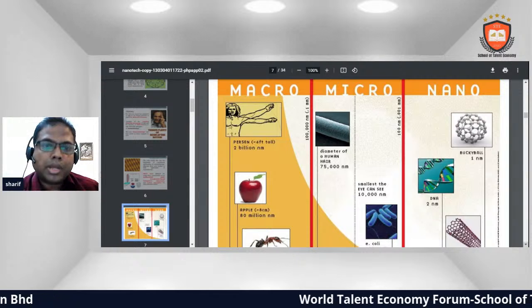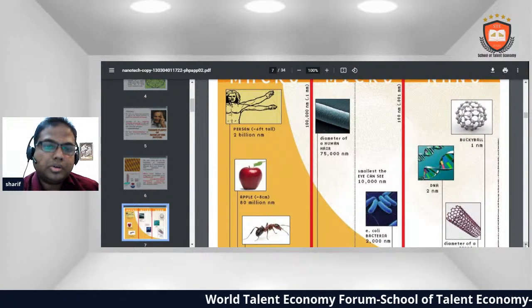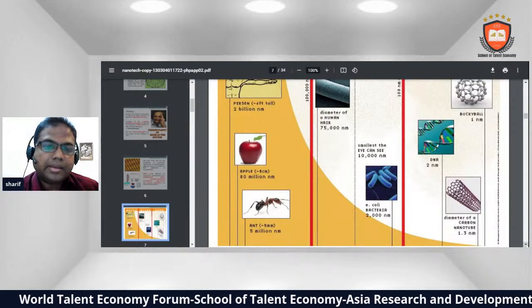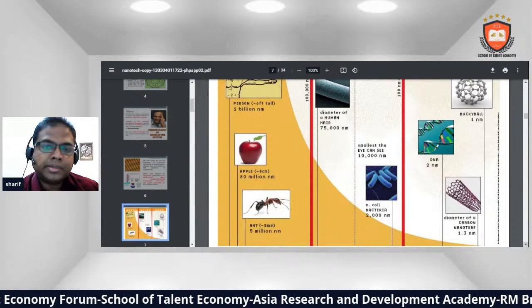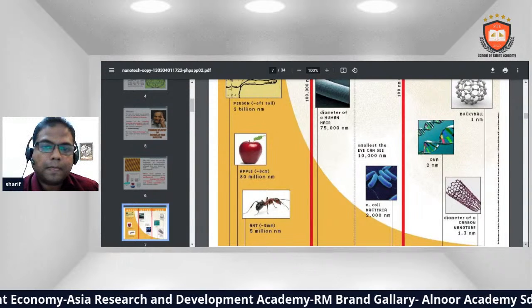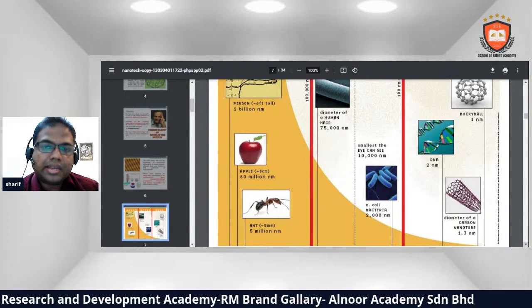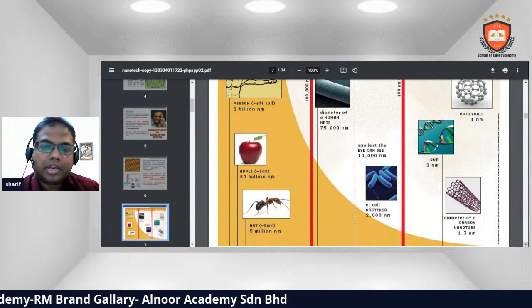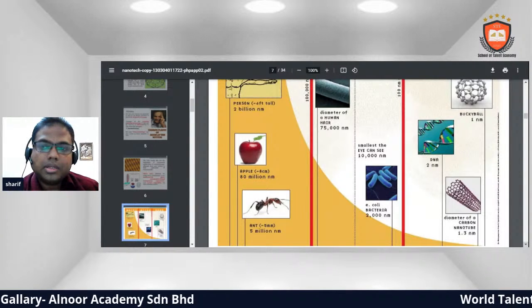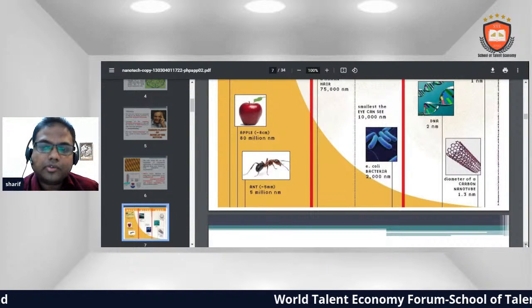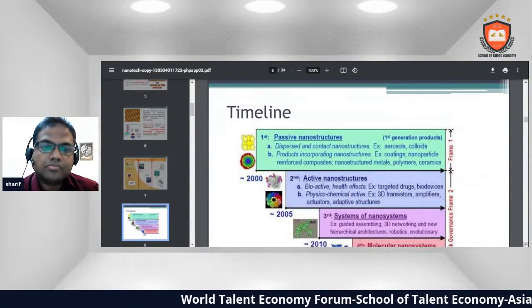Macro, micro, nano. Diameter of human hair 75,000 nm. Callus of the eye 10,000 nm. Bacteria 2000 nm. Big balls 1 mm. DNA 2 nm. Diameter of carbon nanotube 1.3 nm.